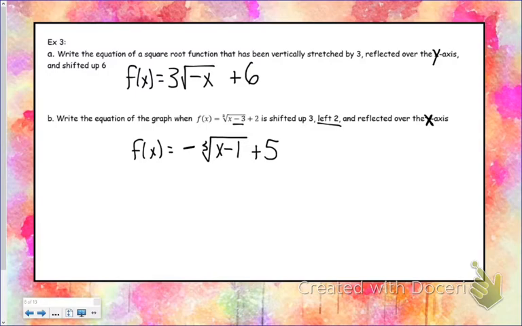Now, the biggest thing I think to remember to this is you need to definitely be aware of what your new parent functions are. Okay, remember square root has this shape, cube root has this shape. Make sure you are familiar with your transformations because those are going to keep coming back up. And we're going to see them again when we do log and exponent graphs.